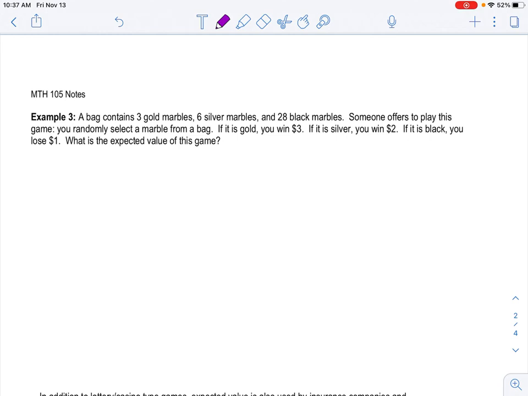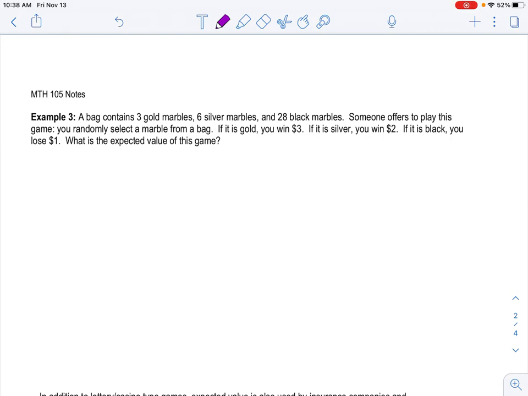All right, so a bag contains 3 gold marbles, 6 silver marbles, and 28 black marbles. Someone offers to play this game. You randomly select a marble from the bag. If it is gold, you win $3. If it's silver, you win $2. If it's black, you lose $1. What is the expected value of this game?